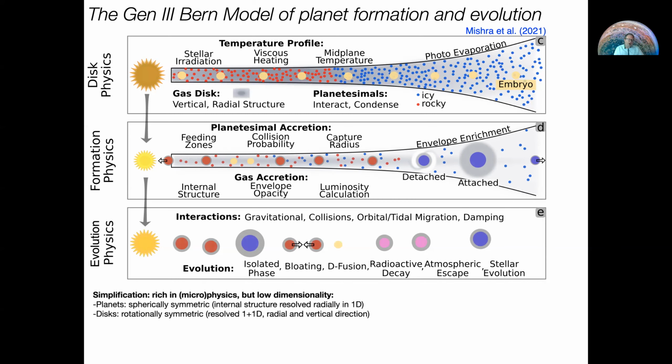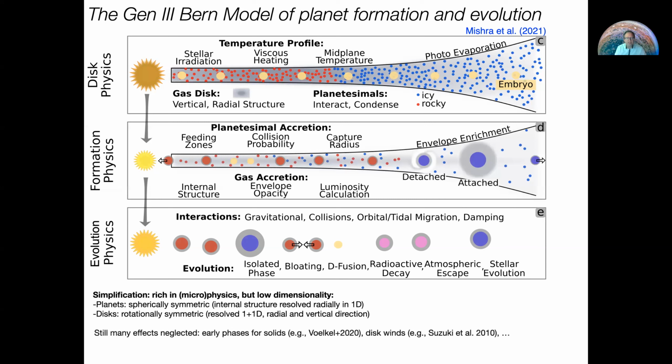So this, I would argue, is quite rich in physics, but it's low dimensional in the sense that planets are assumed to be spherically symmetric, while the disk is assumed to be rotationally symmetric. So it's 1 plus 1D, radial and vertical directions. And there are situations where this is a good approximation, but there are others where it is not such a good approximation.